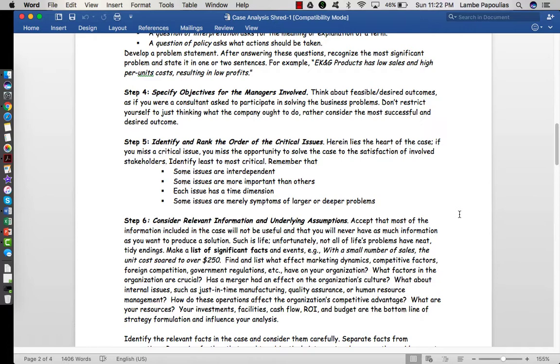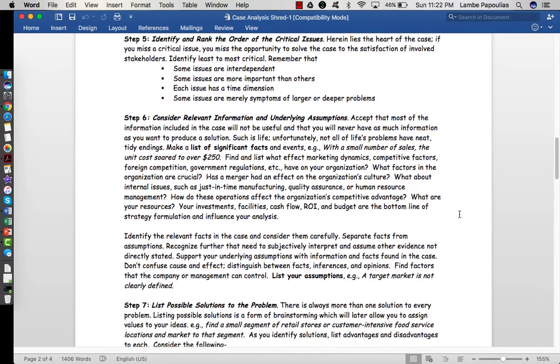Find and list what effect marketing dynamics, competitive factors, foreign competition, government regulations, etc. have on your organization. What factors in the organization are crucial? Has a merger had an effect on the organization's culture? What about internal issues such as just-in-time manufacturing, quality assurance, or human resource management? How do these operations affect the organization's competitive advantage? What are your resources? Your investments, facilities, cash flow, ROI, and budget are at the bottom line of strategy formulation and influence your analysis. So you can see there are a lot of things that are going to go into a case analysis and understanding what the issue is.